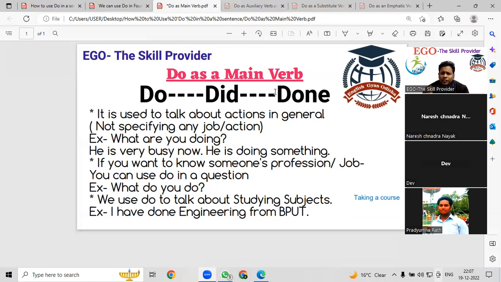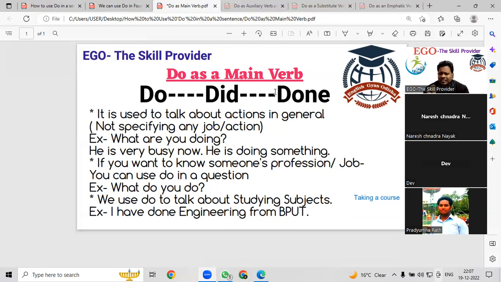So basically whenever you want to use do, you are talking about an action or anything that is a general thing, and you are not talking about any particular thing. The first thing is done.